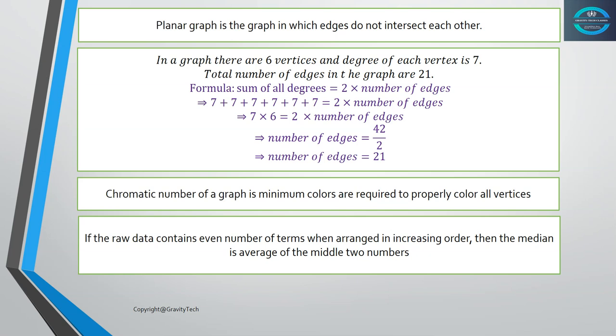Let's say you have 5 terms, right? 23, 22, 21, 25, 26. If you start from this side, or if you start from that side, the third term is going to be your middle number.